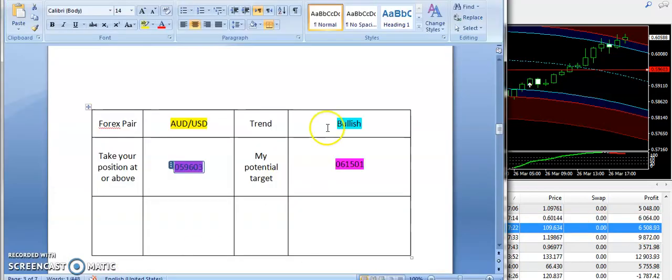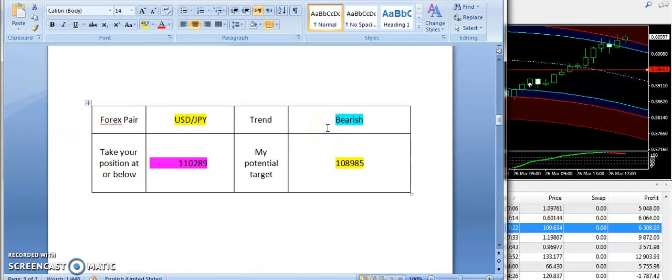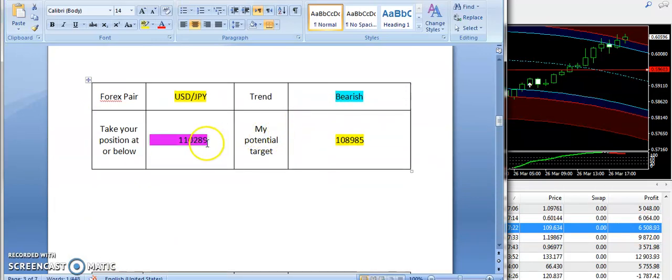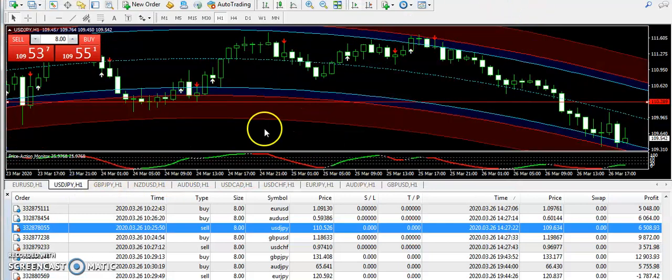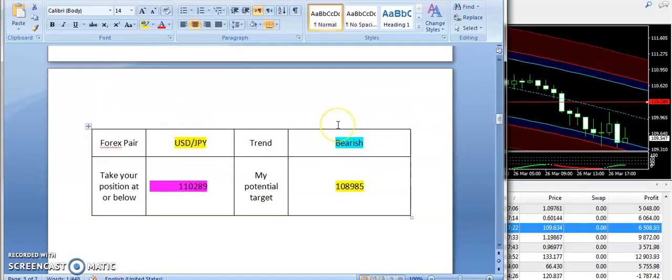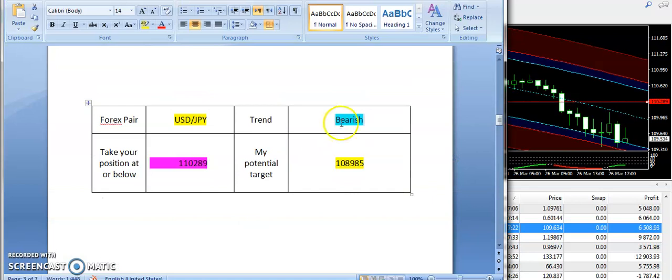Okay, now let's talk about USDJPY. For USDJPY, I have supplied the bearish signal. Let me take you towards the USDJPY chart. If you remember, the video that I posted in the afternoon was a sell trade on USDJPY, and I took my own signal on that one.